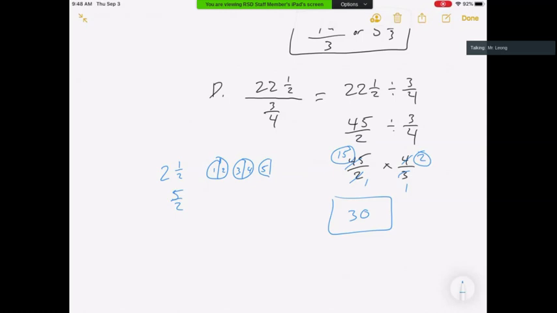So we can do fractions. We can do mixed fractions. We do all that sort of stuff. Okay, I'm going to stop there. Your homework is only doing this stuff.